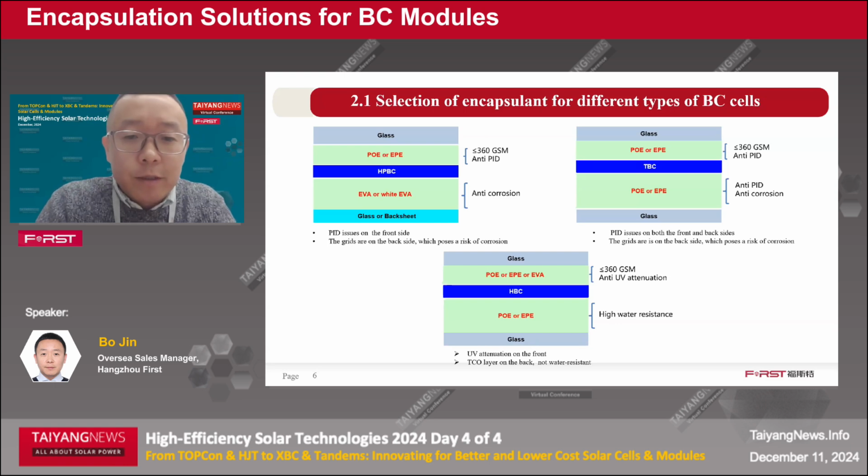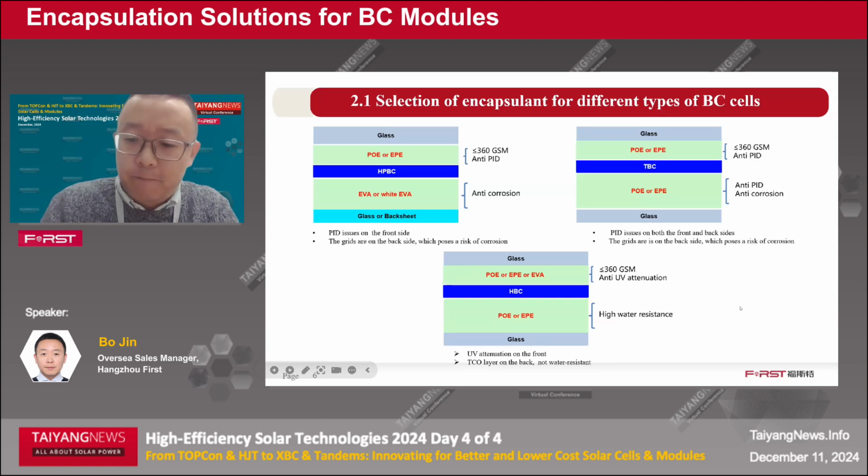And for the HBC module, it needs POE, EPE, or even EVA on the front, and it can also be thin and bring the anti-UV property, because the heterojunction is a bit more sensitive to UV light than the other types of cell. And on the back side, it needs higher water resistance than the other cells, so it needs thick POE or EPE.